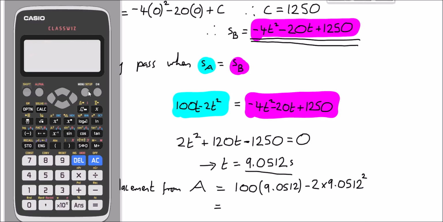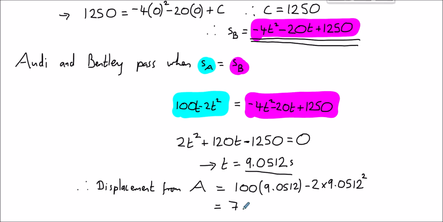So, go back to normal mode. So menu option 1, 100 multiplied by 9.0512 minus 2 times 9.0512 squared. That gives us 741.27 and so on. Now, it'd be silly to give this to nanometers accuracy, so the old golden standard, give it to 3 sig figs. Let's just call this 741. So 741 meters.